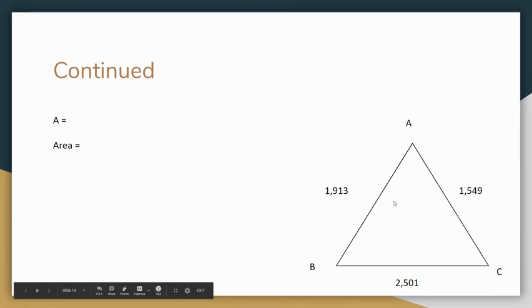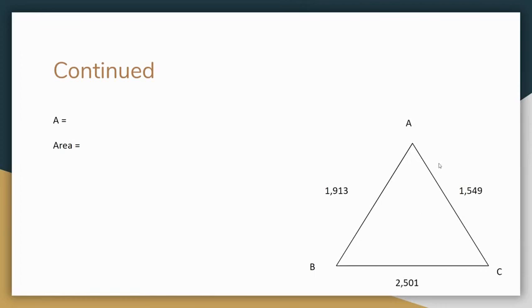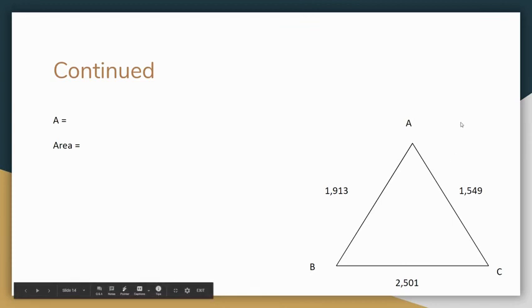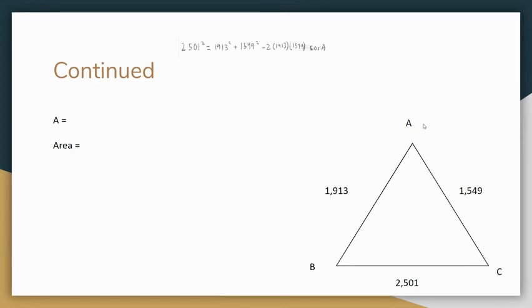So we have side, side, side, but we're solving the area, not the angles. So we're going to have to use a little bit of cosine magic to get our A angle. But you can do any of these. I just chose A because I like A. So take our equation, plug everything in, and so you got 2,501 squared equals 1,913 squared plus 1,549 squared times minus 2 times 1,913 times 1,549 times cosine of A.